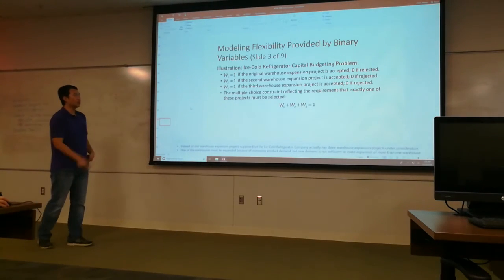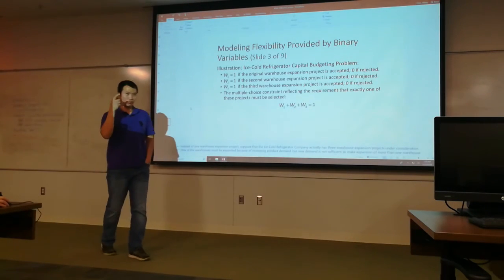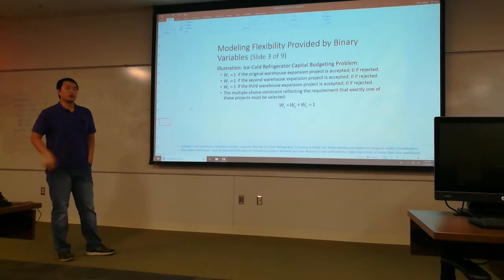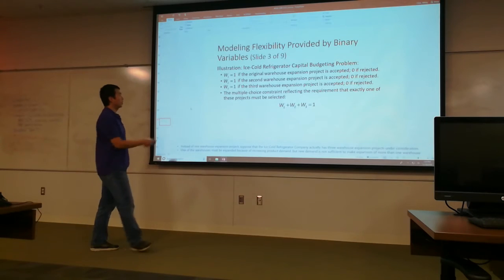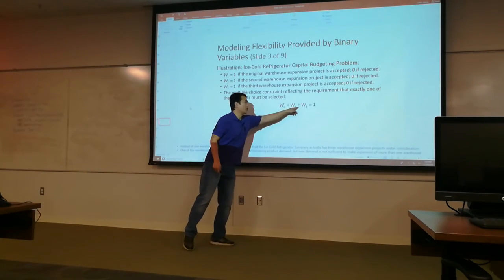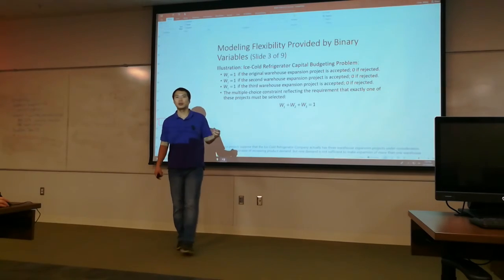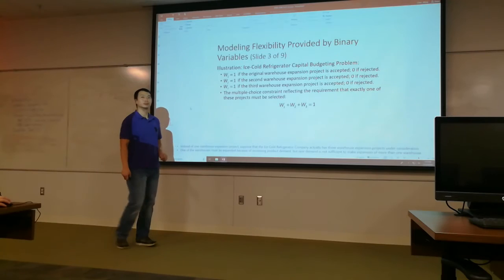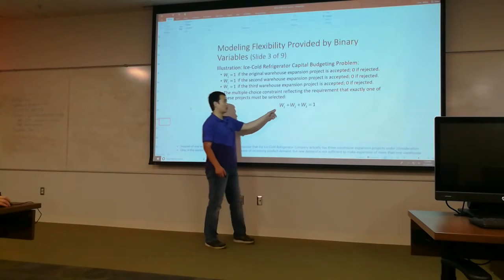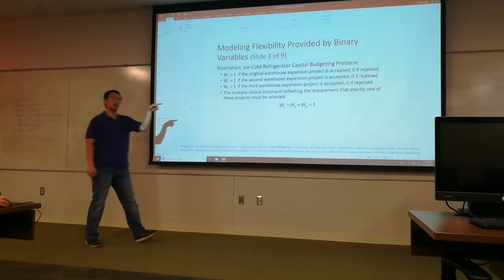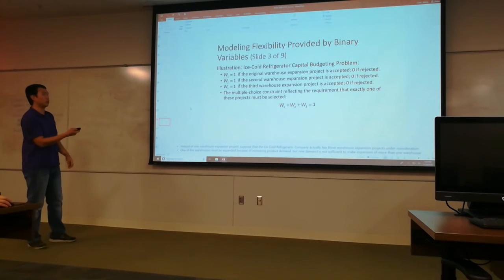So for example, if we consider the budgeting problem with three projects, and it is a multiple choice problem, then if we add up all those three decision variables, or binary variables, it has to be one. So you have to select one of them. That's why we have this type of constraint. So W1 plus W2 plus W3 has to be one.